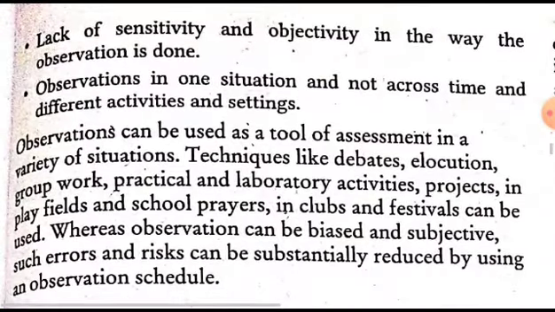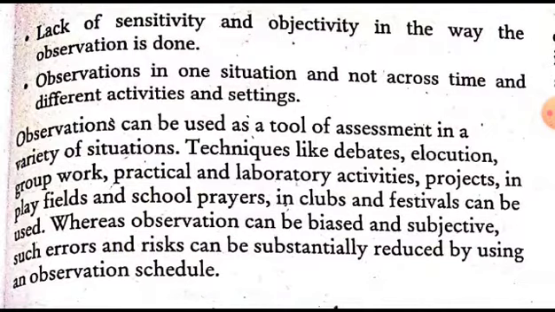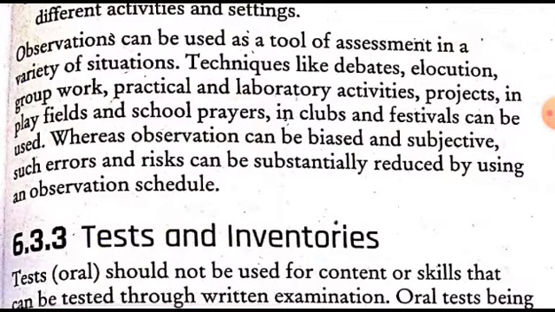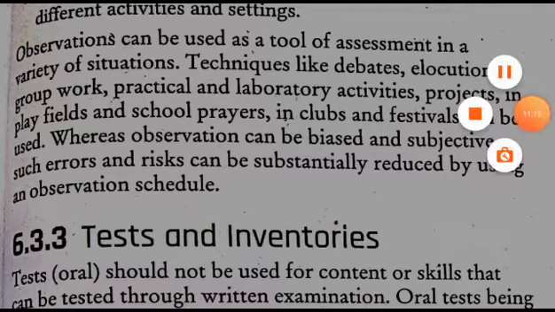Lack of sensitivity and objectivity in the way the observation is done. Observation is in one situation and not across time and different activities and settings. Observation can be used as a tool of assessment in a variety of situations. Techniques like debates, elocution, group work, practical and laboratory activities, projects in playfield and school prayer, in clubs and festivals can be used, whereas observation can be biased and subjective. Such errors and risk can be substantially reduced by using an observation schedule.